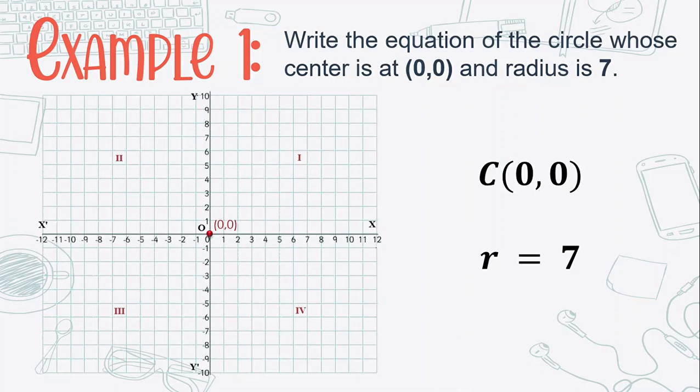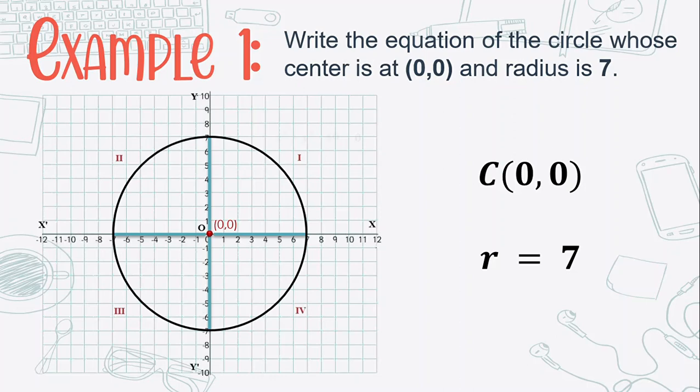Now what are we going to do to graph the circle? Again, let's recall that the radius is a segment from the center to any point on the circle. So from the center, we move 7 units to another point on the circle: 7 units upward, 7 units downward, 7 units to the right, and 7 units to the left. Now let's just connect all the endpoints. Now we have the graph for x squared plus y squared minus 49 is equal to 0.